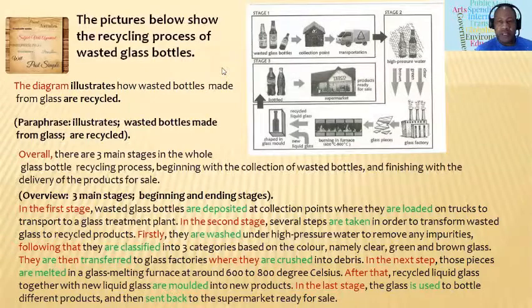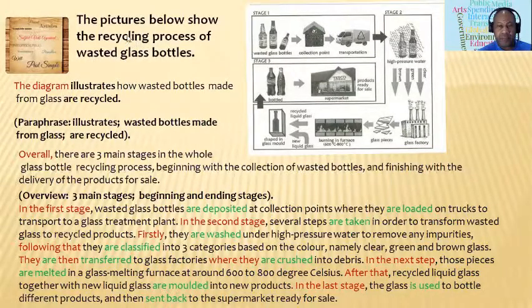So, here is our process. The pictures show the recycling process of wasted glass bottles. So we take time to look at it. We orientate ourselves. Stage 1, arrow. Stage 2, arrow. Stage 3. Quite a straightforward process. So it begins with the bottles collected and it ends with the same bottles back in the store with products inside them, drinks or juice or whatever.